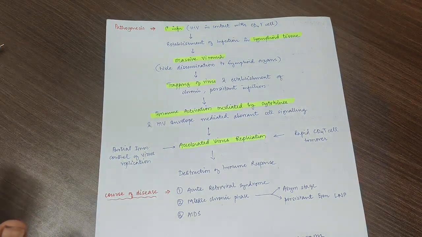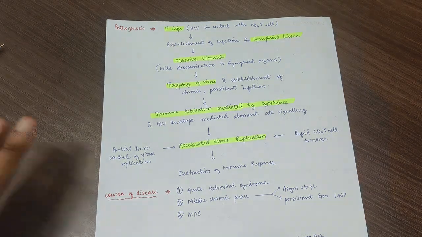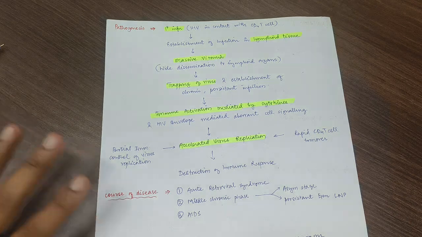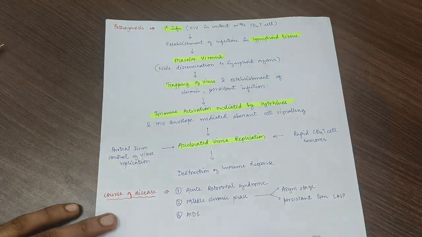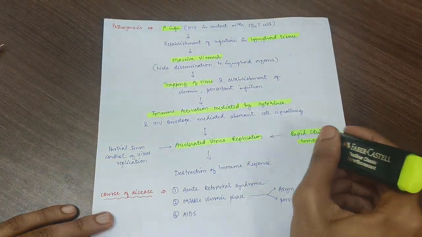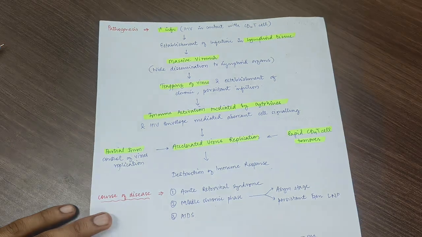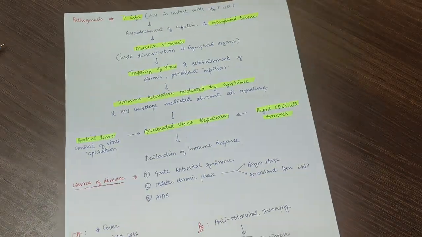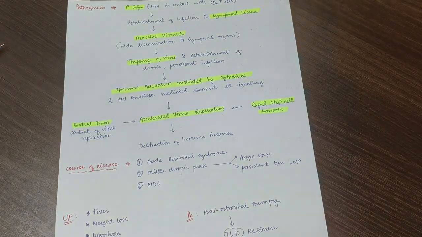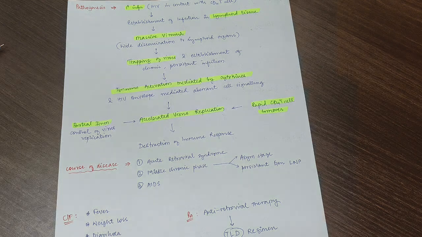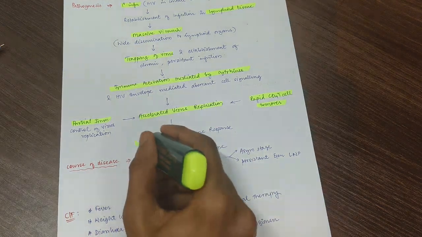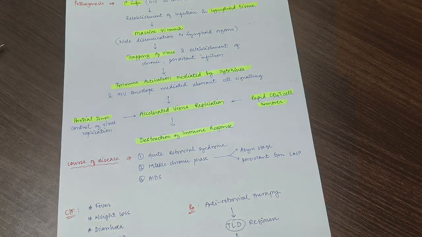There is no particular system to halt this replication, and there is rapid CD4 T cell turnover, because HIV requires it for replication, as a virus being intracellular requires a host cell. Now there is rapid CD4 T cell turnover, and that will lead to destruction of the immune response.